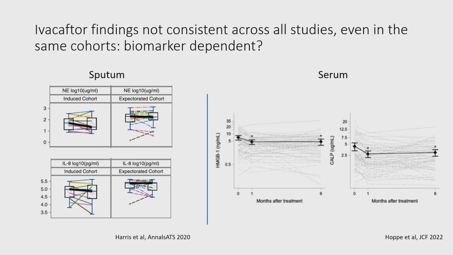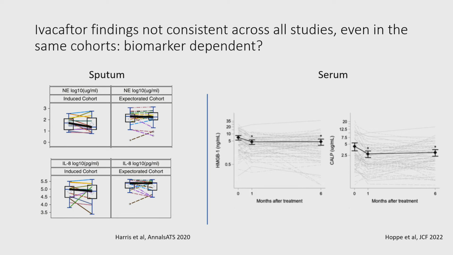Of course, other groups have looked at ivacaftor and its effects on inflammation, and suffice to say, the findings were not consistent across all of the studies that have looked at ivacaftor. There are 2 studies here from the GOAL investigators in the United States, and in this study published in 2020, they didn't really show any significant changes in sputum markers, be they from induced sputum or spontaneously expectorated sputum. They did show that there was a trend towards some markers improving, but nothing significant.